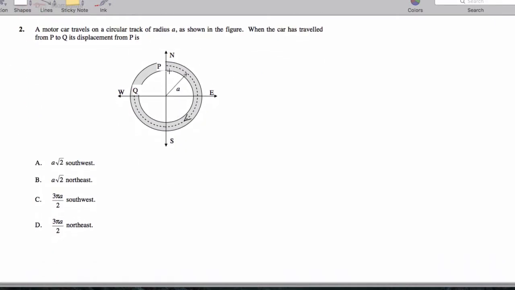Now, we want the displacement from P to Q. So if this is A here, this is A. This displacement would be A radical 2. And we're going southwest.